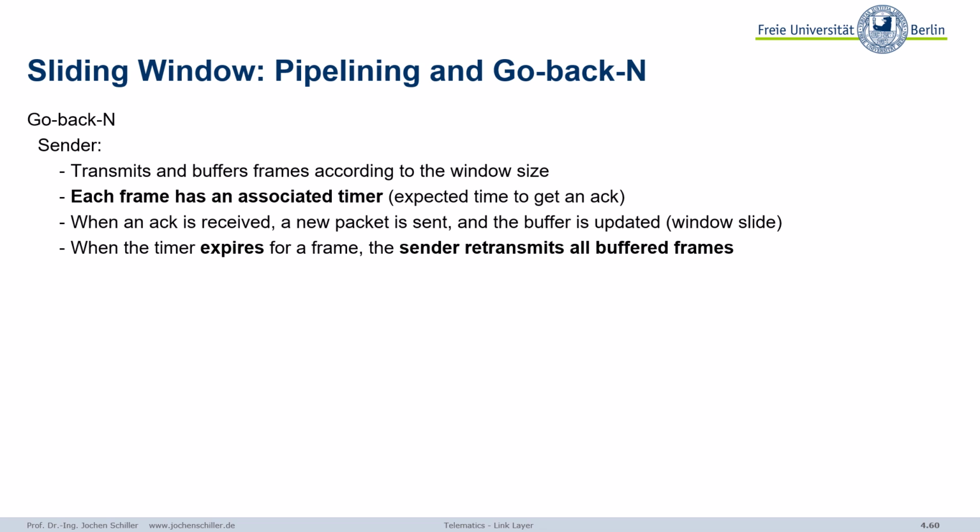Well, there are different ways of handling it. One classical scheme is the so-called go back n scheme. Here, in go back n, what does the sender do? The sender transmits frames and has to buffer the frames according to the window size. That was exactly the thing I said: as long as the frames are not acknowledged, we have to store them on the sender side because it might be the case that we have to retransmit them.